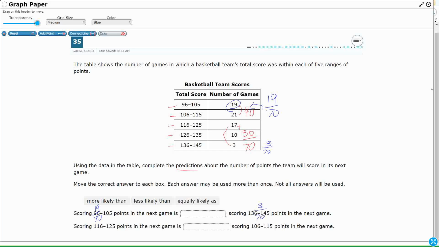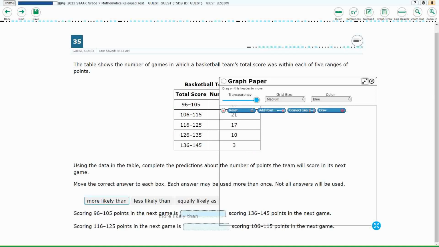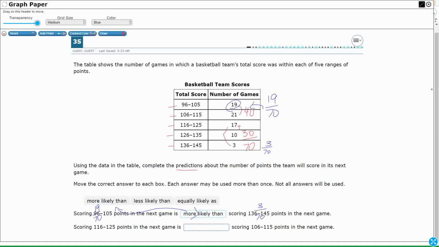So then we just compare. Is 19 out of 70 greater than, less than, or equal to 3 out of 70, right? We can easily say, all right, same denominator, so we can easily compare. It's going to be greater than. So we can kind of translate that greater than into a more likely than, right? So since it's greater than, much more likely to do that one than less than, or equally. There's nothing that's equal because I don't see the same number popping up twice. So if we wanted to, we could go ahead and just cross that one out. We're not going to really use equally as likely.